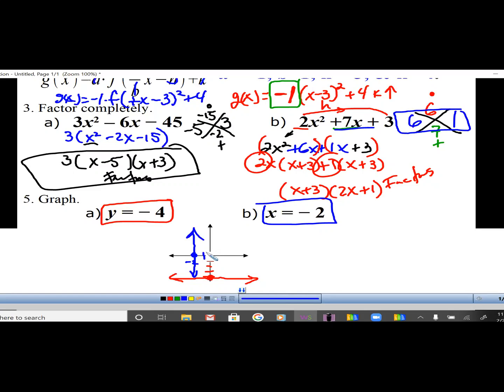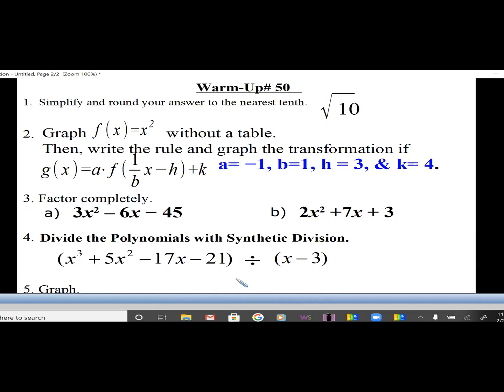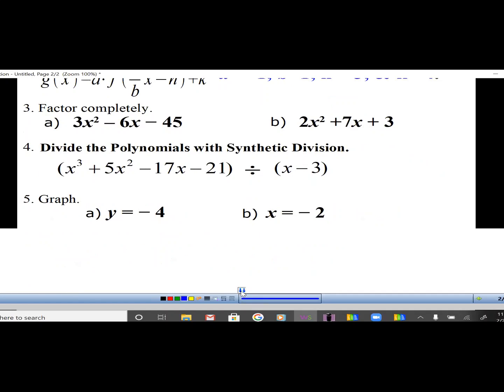All right, let's go to number 4. Yeah, I love synthetic division, right? Am I right? Am I right? Like, you're right, Mr. Q. Oh, good. So let me make some room for this one.